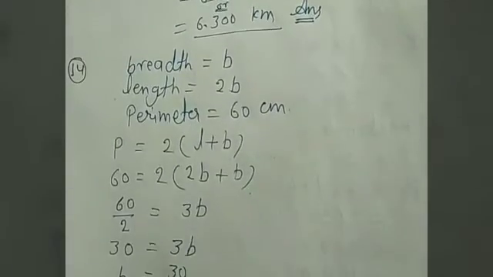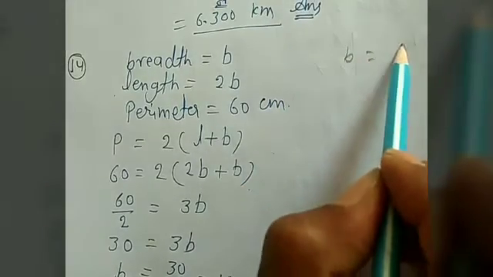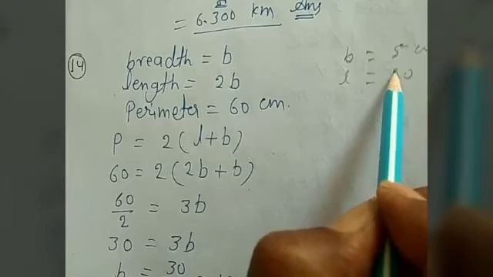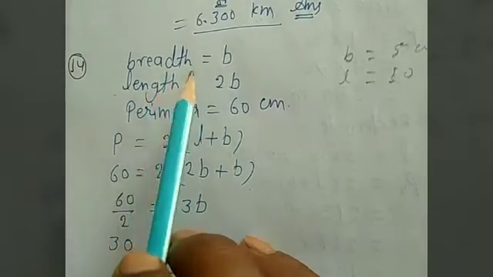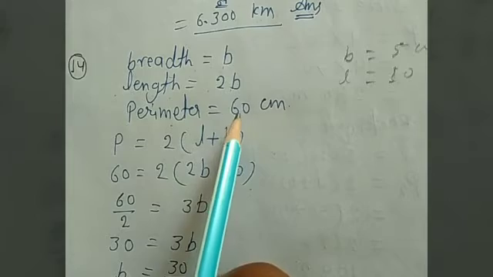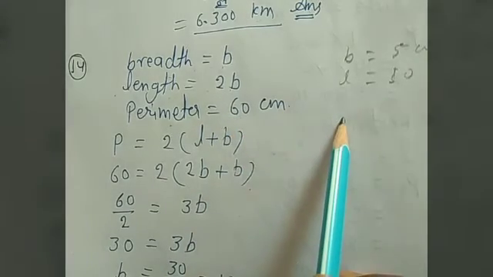Question number 14. Let breadth be B. Suppose that if breadth is 5 centimeter, then length will be 5 twos are 10, just double the breadth. So we consider breadth as B and length as 2B. Perimeter is already given as 60 centimeter. The shape is rectangular.